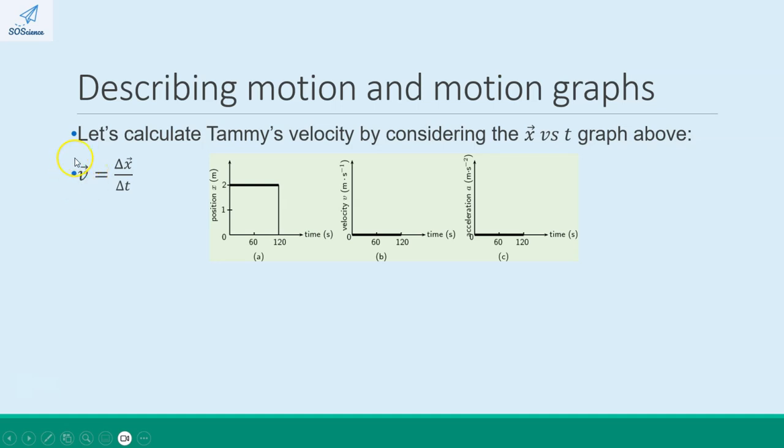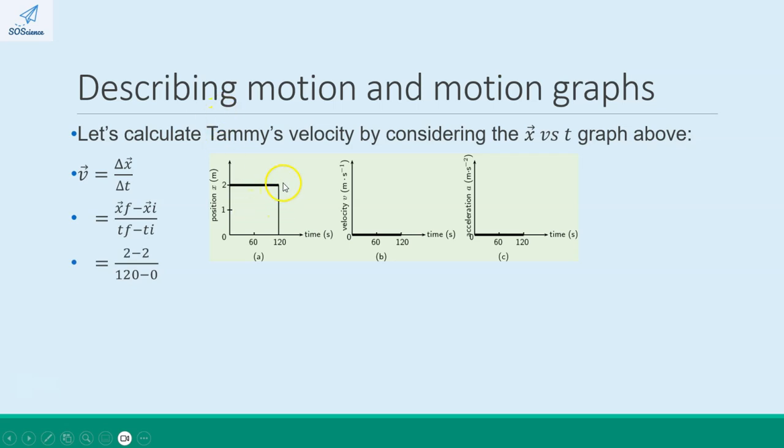So in this case, our gradient is actually the velocity, and the delta y is the change in position, because position is represented on the y-axis, and the delta t is the change in time, because time is represented on the x-axis. So remember, change in anything is final minus initial. So it is xf minus xi over tf minus ti.